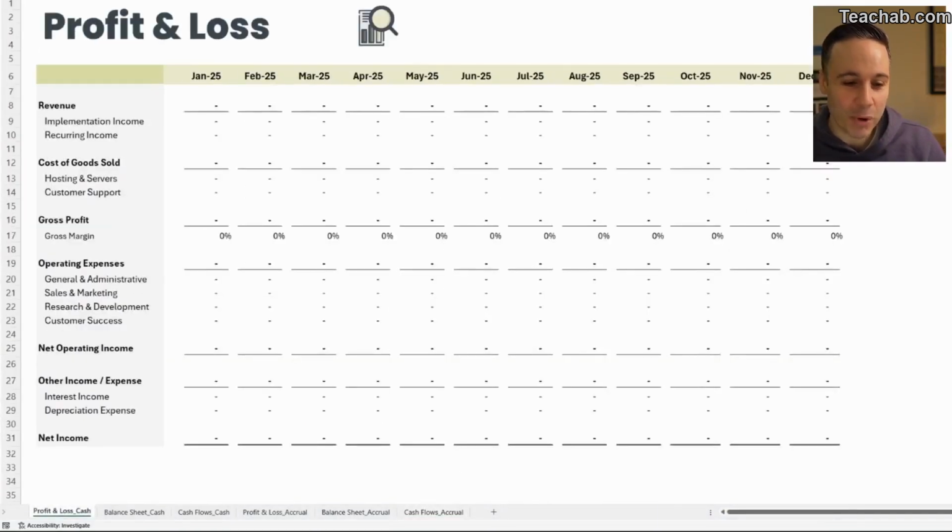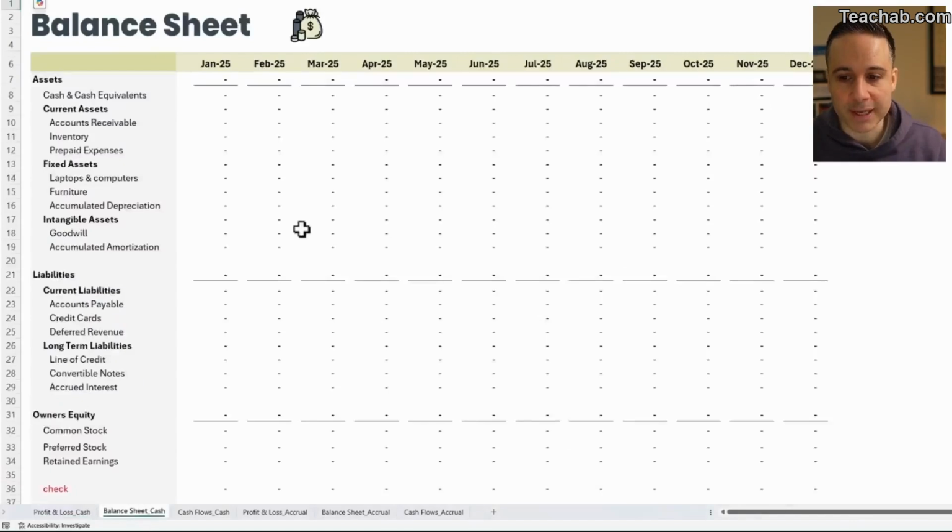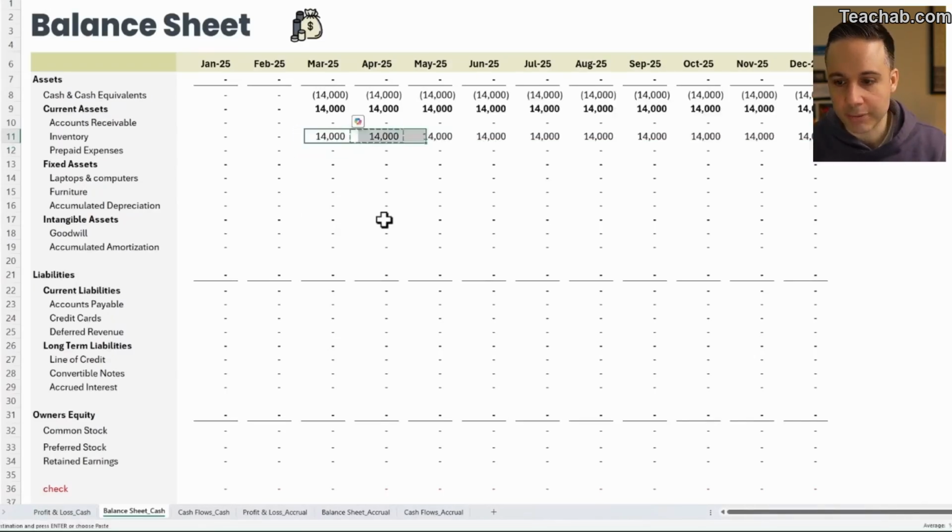Okay, example number 4. The company placed a $20,000 inventory order in March, and the inventory was delivered in the same month. The company paid $14,000 to the manufacturer immediately, and the remaining balance was paid in April. All right, so starting with the cash basis, we're not really going to touch the income statement because we haven't actually sold that inventory yet, but the balance sheet is going to be affected. In this case, we paid $14,000 in March, so I'm just going to write $14,000 over here. And let's just drag this amount forward.